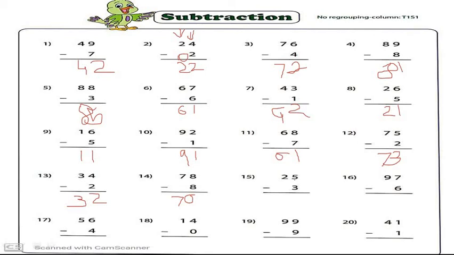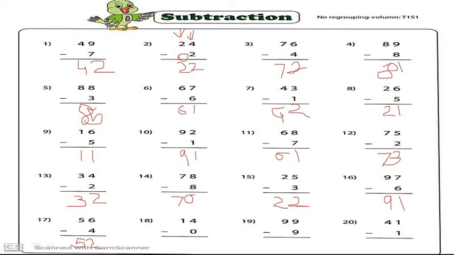25 minus 3. While cutting 3 from number 5, we get 2. 2 minus 0, we get 2. Next, 97 minus 6. 7 minus 6, we get 1. 9 minus 0, we get the same number, which is 9. Okay, 56 minus 4. 6 minus 4, we get number 2. 5 minus 0, we get the same number, 5.